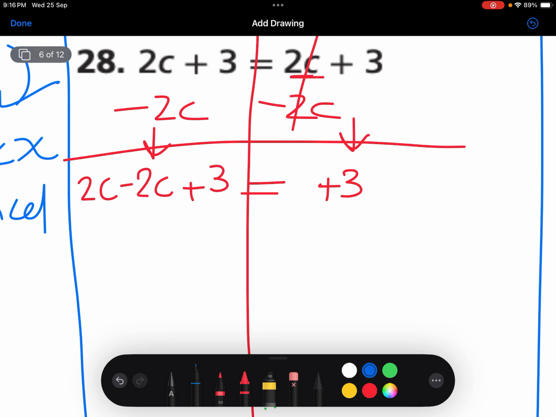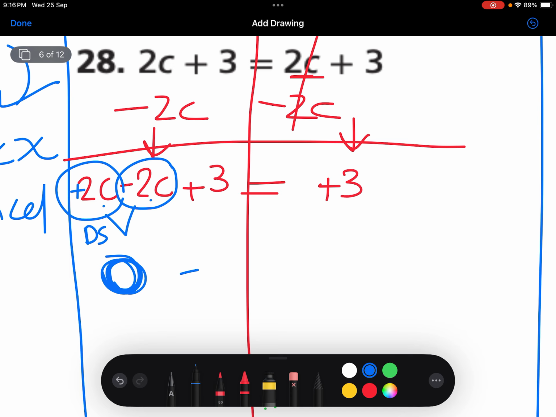Now, I'm not done yet. I still have to combine the variables. I have 2c negative and 2c positive. Different signs, subtract. 2c minus 2c is 0. Don't write for me 0c. It's only 0. They cancel each other. What do I have left? I have here positive 3 equals positive 3.